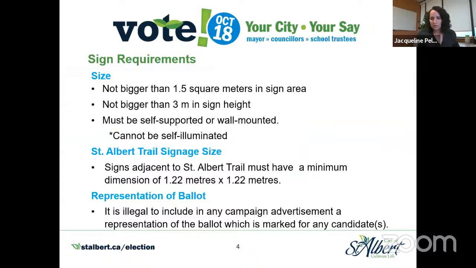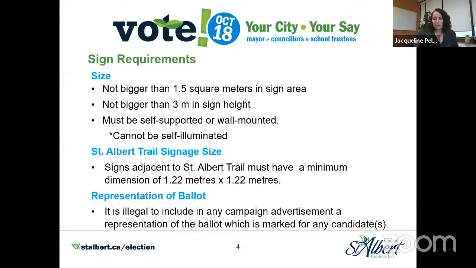So the land use bylaw does include the following sign requirements. First, the sign must not be bigger than 1.5 square meters in area, and it must not be taller than 3 meters in sign height. Furthermore, the sign must be self-supported or wall-mounted and cannot be self-illuminated. Any signs placed along St. Albert Trail do have their own sizing requirements as well. They must be a minimum of 1.2 meters or 2 meters by 1.22 meters.